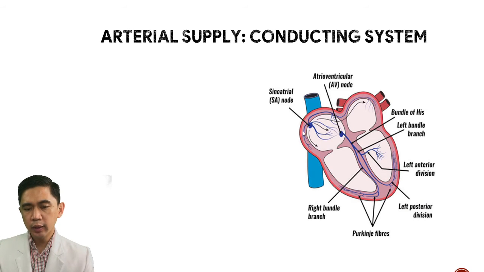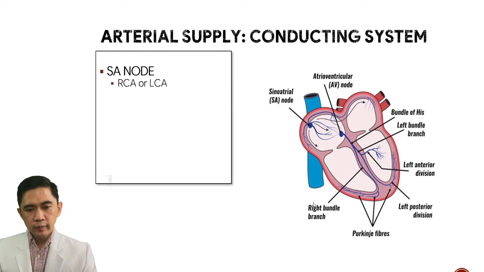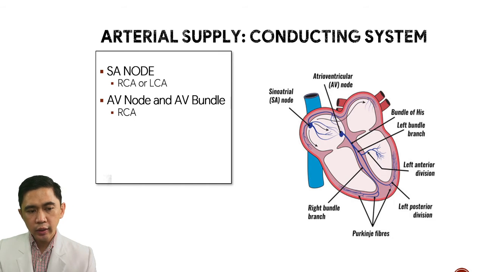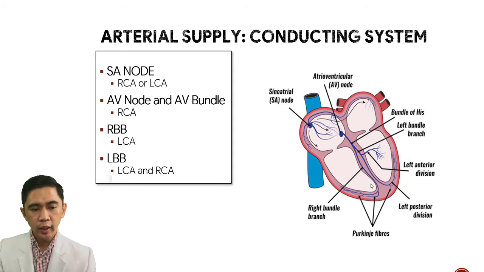So again, we'll put an image here of the conducting system. The SA node is supplied by the right or left coronary artery. The AV node is supplied by the right coronary artery. The right bundle branch is supplied by the left coronary artery, and the left bundle branch is supplied by the left coronary artery or the right coronary artery.